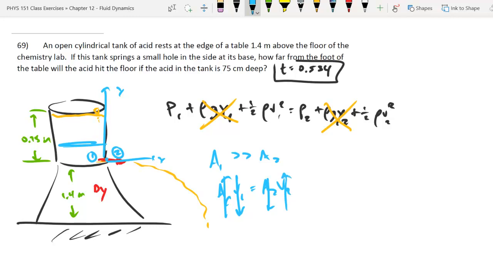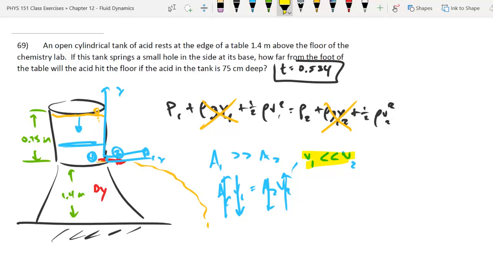So if area 1 is really big, then velocity 1 is really small, at least compared to velocity 2, which I think is in line with what we've seen. If you put a little hole in the bottom of a tank and watch the water level, V1 is the velocity of the water in here, so it's essentially the water level going down. If you look at how quickly it goes down, it's super slow compared to how quickly it shoots out of here. So it's a pretty reasonable assumption to say V1 is a lot smaller than V2.